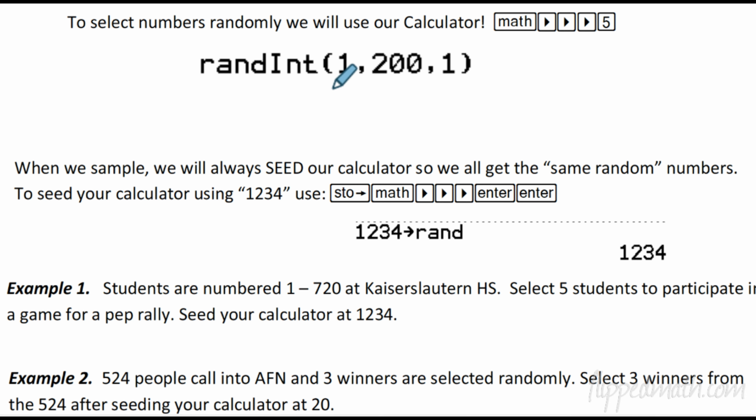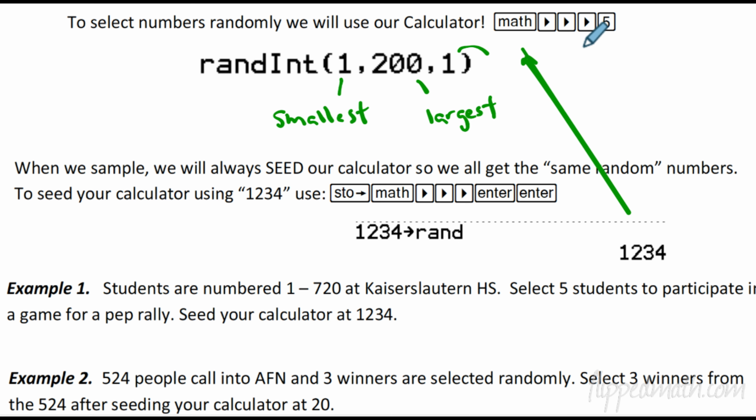So in your calculator, this is going to be the smallest number that you want to sample from. Usually it's 1. Okay? And then this is going to be the largest. So if you're pulling from 200 people, then you'll use 200. This last number right here is how many people you want to pull out. So it's how many numbers you want.